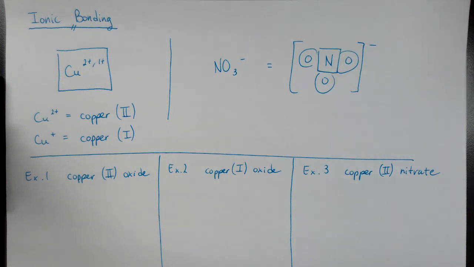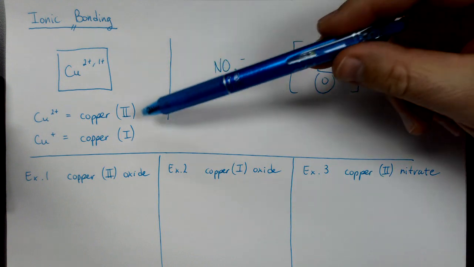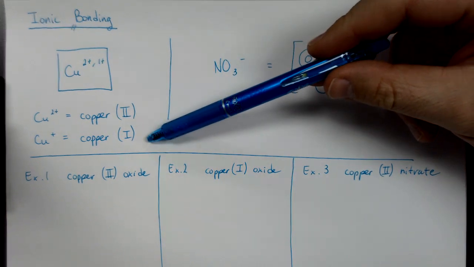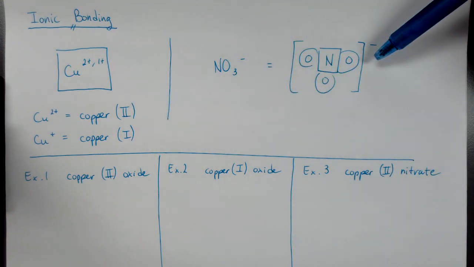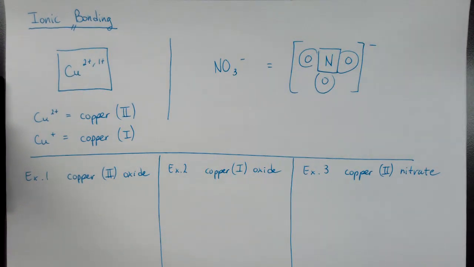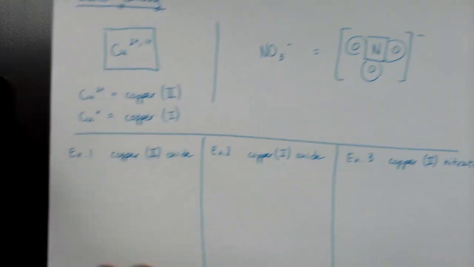So just like other ionic bonding, we will be balancing charges, and we will either identify the charges, 2 or 1, by the Roman numeral, or we'll be given the charge on our common table of polyatomic ions. Let's look at some examples.